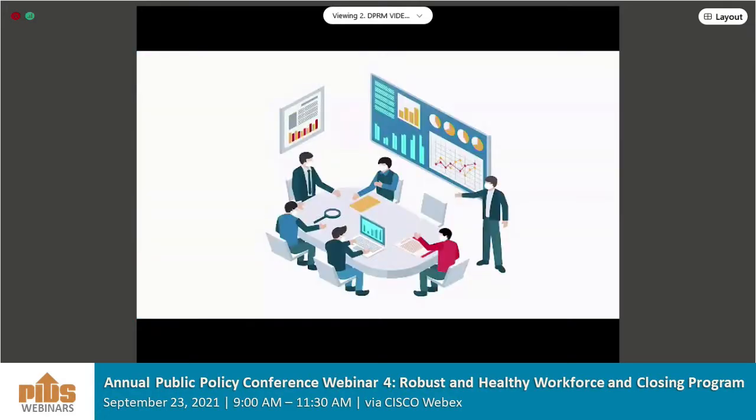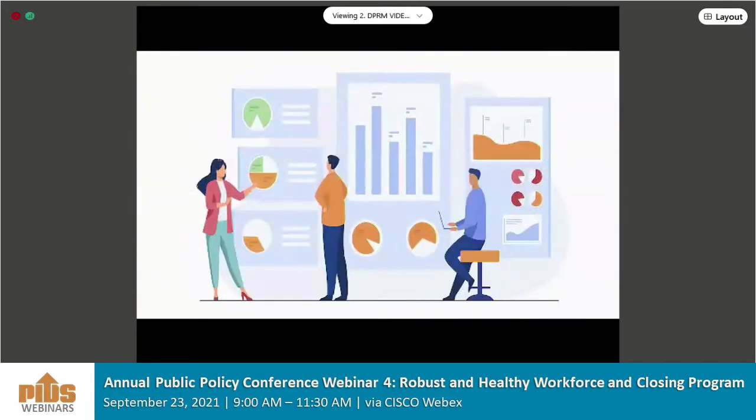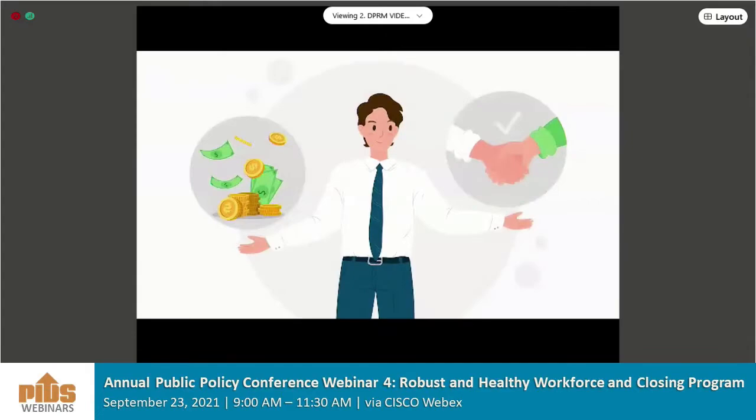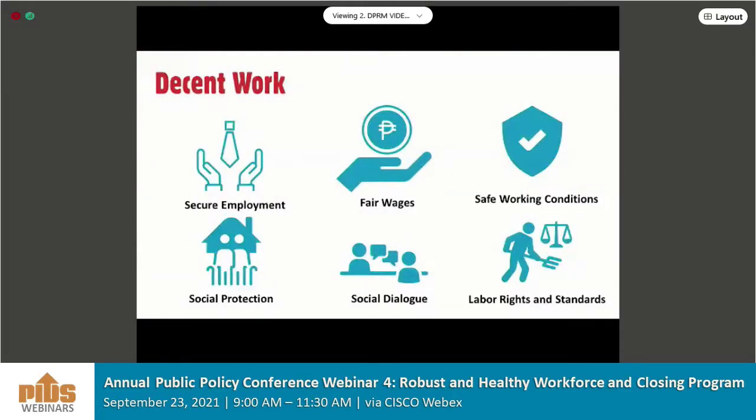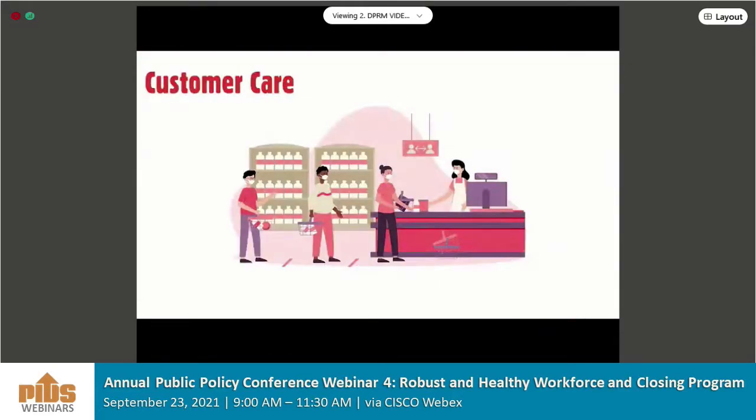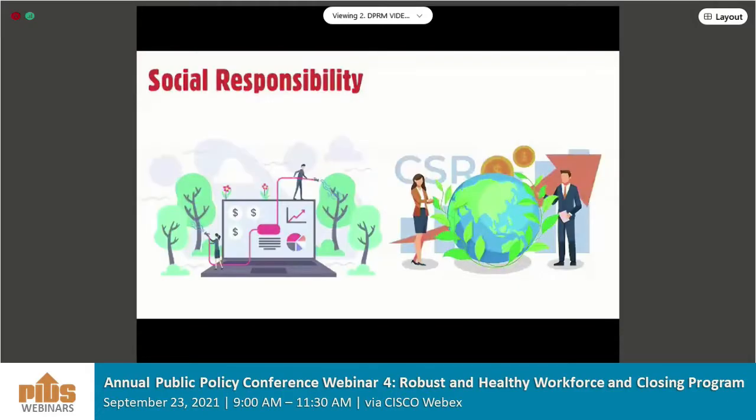The business sector, for its part, should explore ways and areas where it can be both profitable and socially responsible. Business owners and operators should embrace decent work principles, provide the best service to their customers, and care for the well-being of their employees, the community, and the environment.